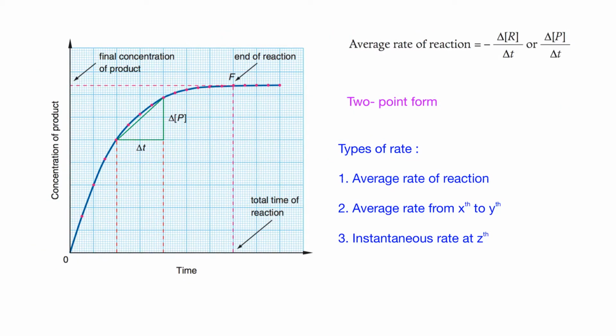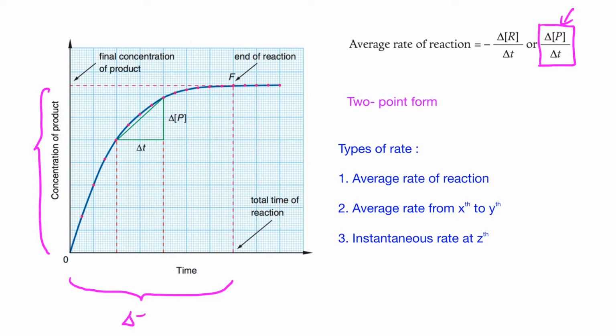Other than that, we're going to talk about the average rate of the reaction. When we talk about average rate, like previously, we talk about the change of product over time. The change of product is the difference here from zero all the way to the final concentration of product. This difference is the change in concentration of product. The time is from the beginning of the reaction to the total time of the reaction. So this one is delta T, and this one is delta P.